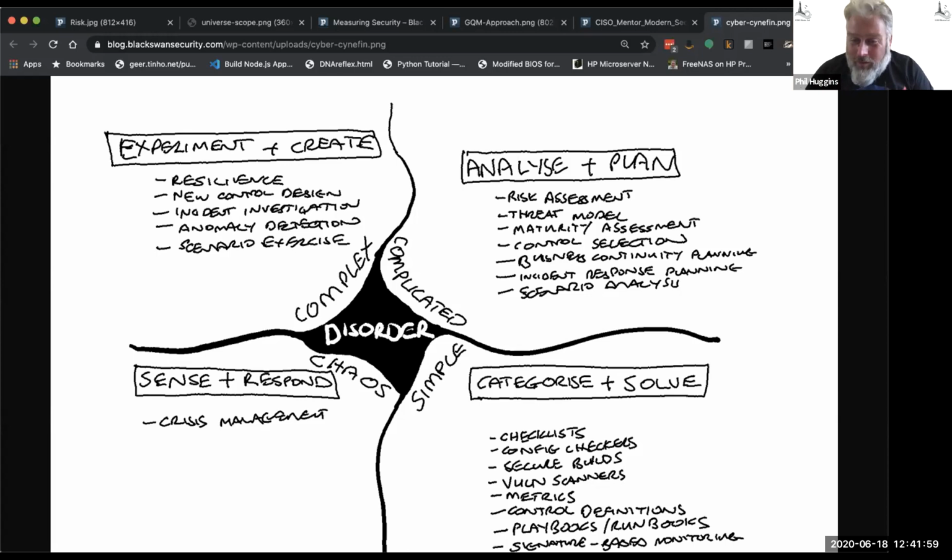Risk is useful for what it does, which is taking a complicated but ordered problem and allowing you to prioritize the application of the resources you have available. If you can fix everything and there's no prioritization decision, don't do a risk assessment. If you know what the problem is and what the solution is, why do you need a risk assessment? You just solve it.